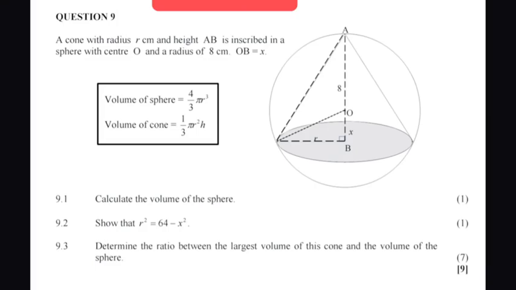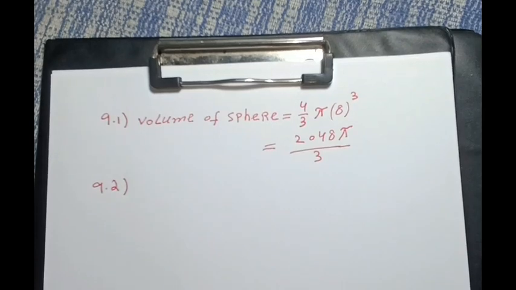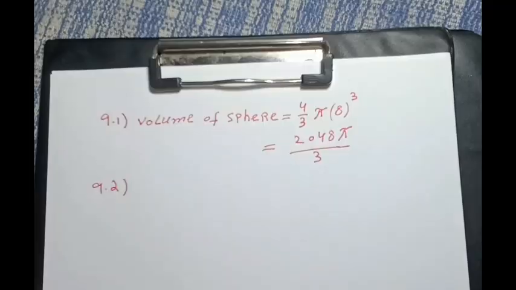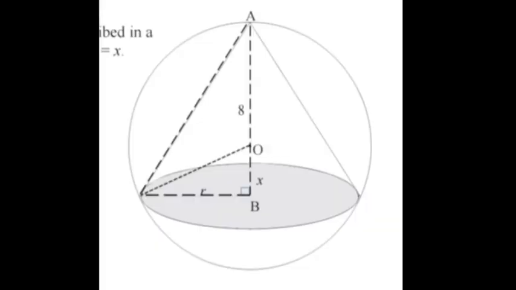Second question says, show that r square is equal to 64 minus x square. We need to show that r square is equal to 64 minus x square. I'm going to apply the Pythagoras here. So must remember, this is the radius as well, because center O, so this is also going to be 8. Now, r square plus x square is equal to 8 square. We apply the Pythagoras. This is a right angle triangle.